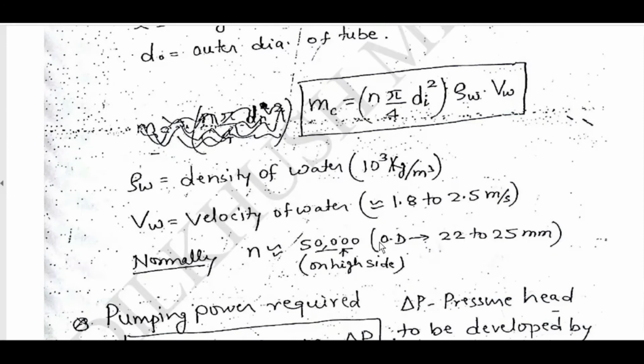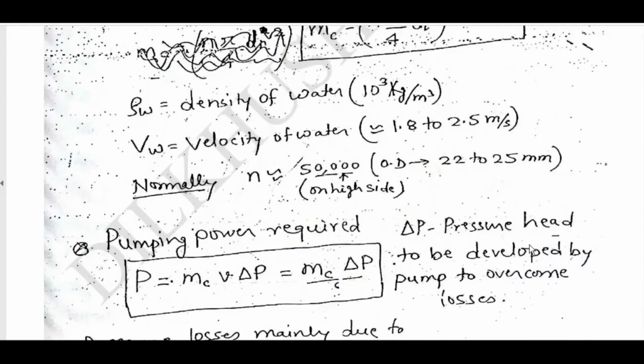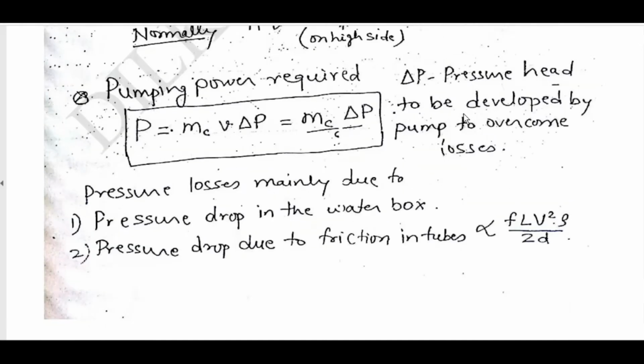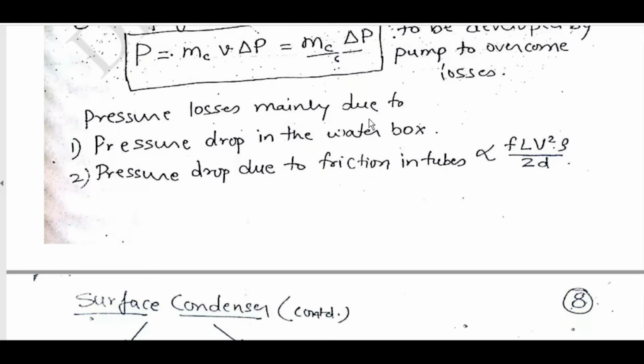Normally N is 50,000 on the high side, water diameter 22 to 25 mm. Pumping power required P = m·v·ΔP = m·ΔP/ρ. ΔP is the pressure head to be developed by the pump to overcome losses. Pressure losses are mainly due to pressure drop in the water box. Pressure drop due to friction in tubes is directly proportional to f·L·V²/2D·ρ.